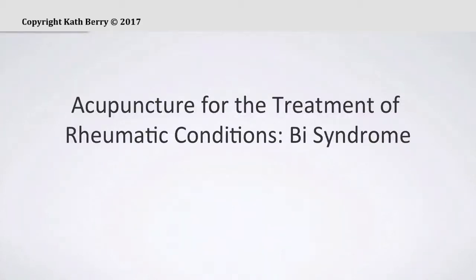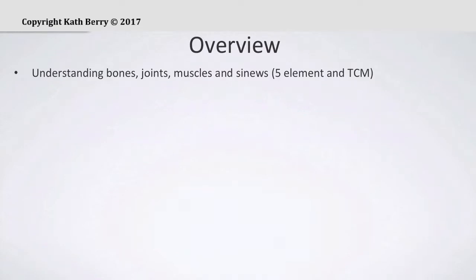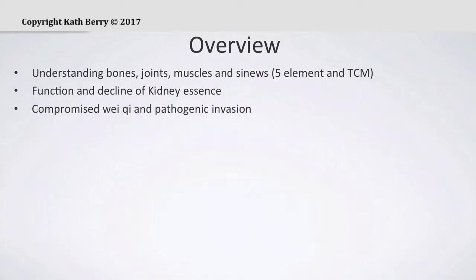Hello. Today we're here to talk about acupuncture for the treatment of rheumatic conditions, otherwise known as B syndrome, presented by Angie Hughes. Angie covers a wide range of topics today, including understanding bones, joints, muscles and sinews from a 5-element and traditional Chinese medicine perspective. She looks at the function and decline of kidney essence and how this influences aging, and also looks at Wei Qi and pathogenic invasion, and when these are compromised.